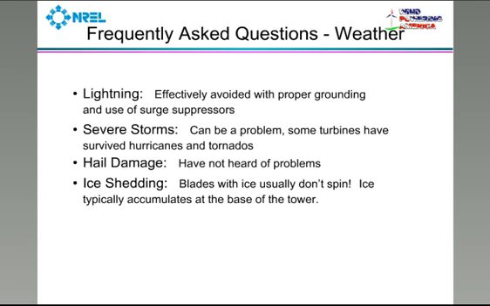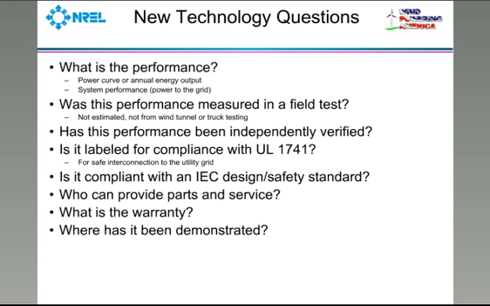Ice shedding. I actually heard just a couple weeks ago about an instance where a turbine threw a piece of ice a fair distance, but very, very rare. The ice buildup typically destroys the aerodynamics of the blade, and so it just won't spin, and then the ice will just kind of melt and fall straight down. So, a vanishingly small problem.